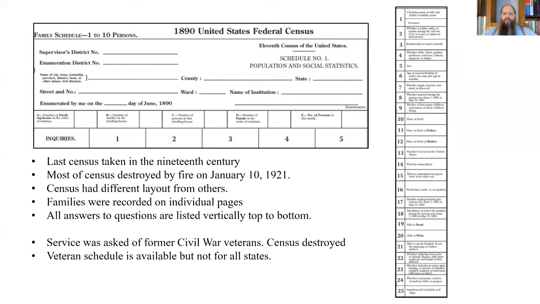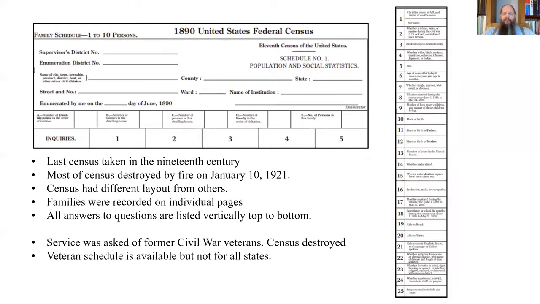So just to recap on some of the facts and figures related to the 1890. This is the last census taken in the 19th century. Most of this census was again destroyed by fire on January 10th of 1921. The census again had a different layout than the previous years. Families were recorded on individual pages.